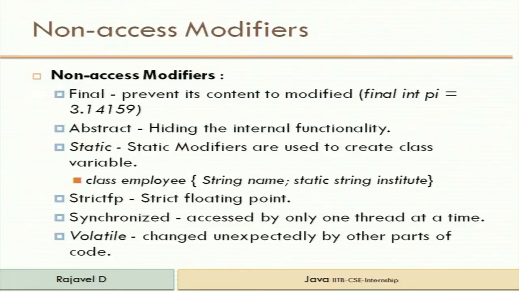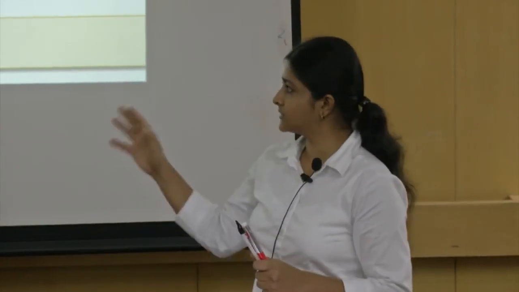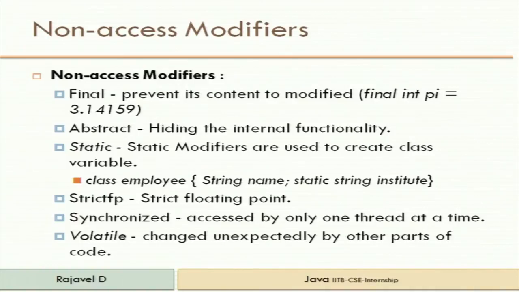Strictfp is strictly floating point. It cannot be redefined. Even if you put 10, it will be taken as 10.00. Synchronized: access only by one thread at a time. Say for example, there is only one track and two trains have to travel on the same track. So they use something called synchronization. They have signals, one train goes and then the next train comes in. If they go together, it will be a problem, right? So this is called synchronization in layman's terms. And volatile: it can be changed unexpectedly by other parts of the code.